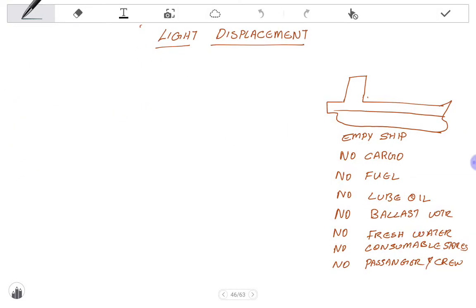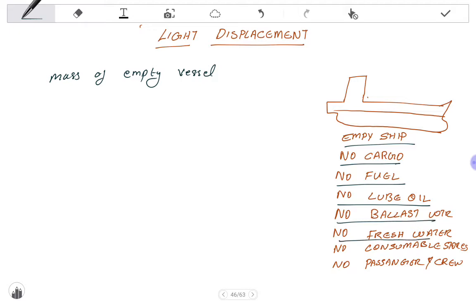Now, what is the light displacement of the vessel? As we know, displacement is the mass of the ship when it is floating freely on the water. Light displacement is the mass of the empty vessel. Empty means the ship doesn't have any cargo, no fuel or lube oil or ballast water, fresh water, no stores, no passengers and no crew.